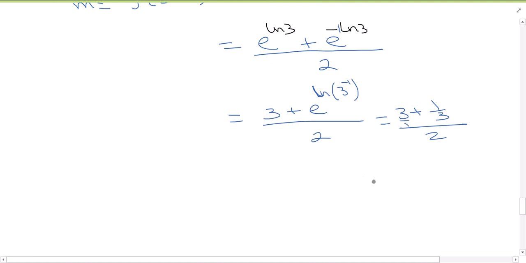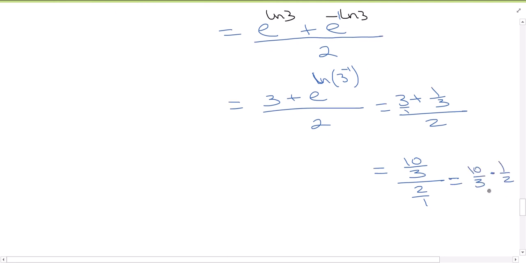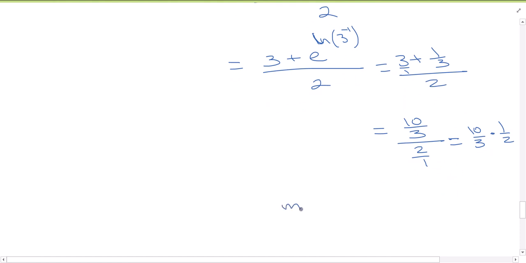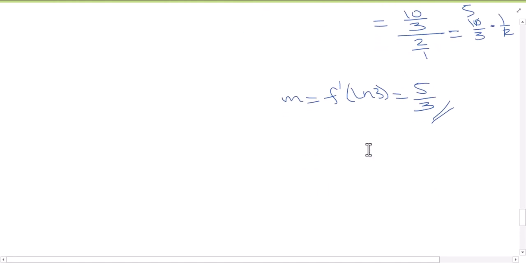9/3 plus 1. So I'm going to have 10/3 divided by 2. Dividing by 2 over 1 is the same thing as multiplying by 1 over 2. So our final answer for the slope, being f prime of ln of 3, will be 5 over 3. Cool. So that's how we evaluate our hyperbolic trig functions.